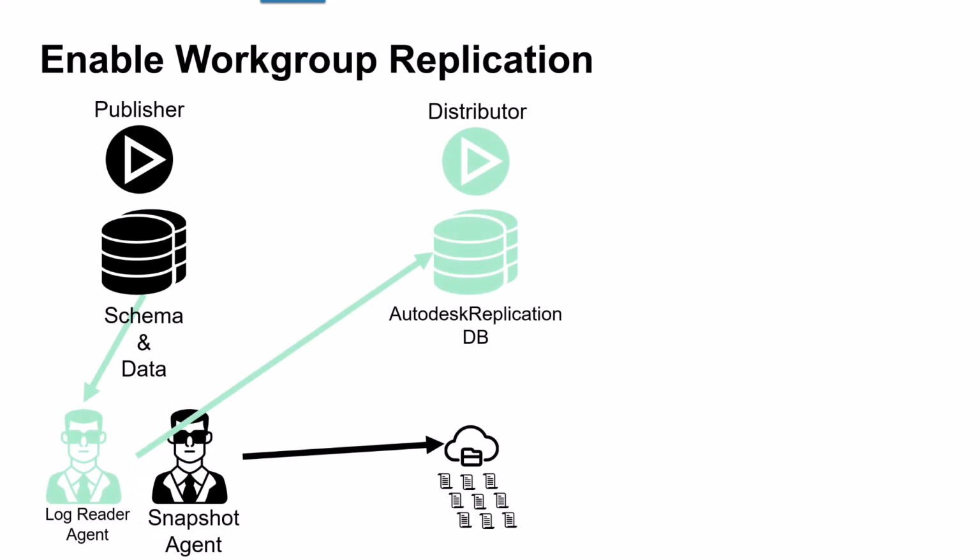The distributor was also set up. The distributor placed a log reader agent on the publisher. The log reader's job is to check the publishing database for any changes. It knows what was in the database when the snapshot was generated. If there are any changes in the KVM now, it writes those to the Autodesk replication database so that they are ready to be applied to any subscriber. The log reader is continuously reading the publisher's database, so long as the SQL Server agent is running.